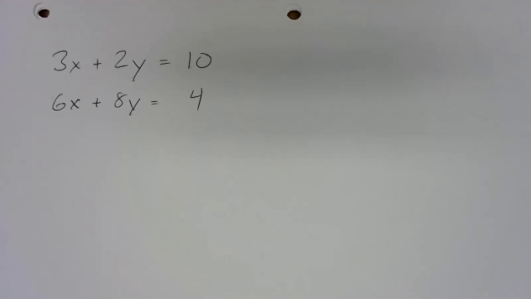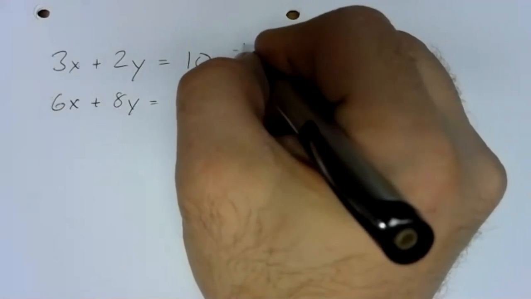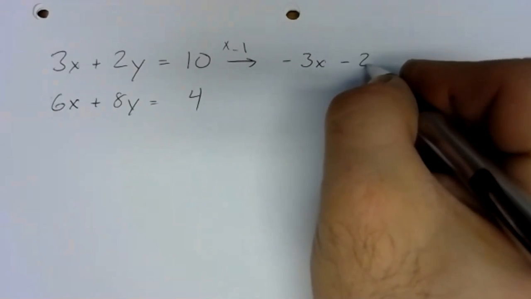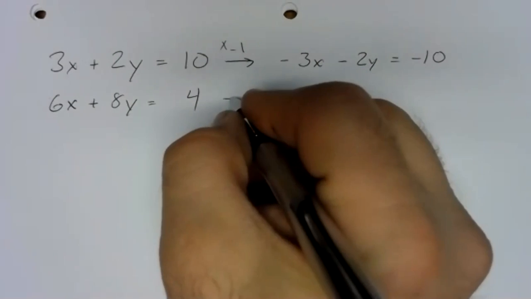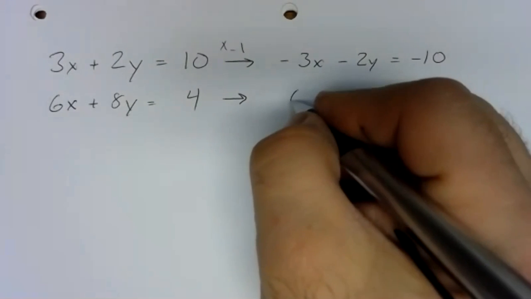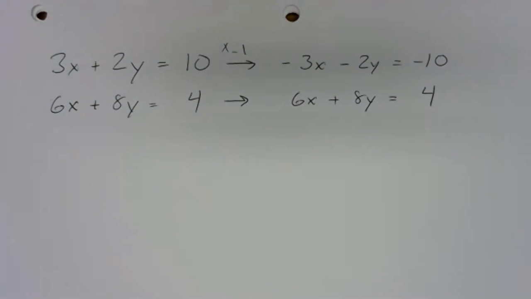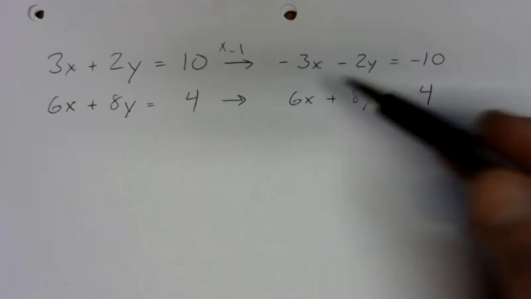Now, there is no built-in sign difference on these, so I'm going to have to make one. I'm going to flip the signs on one of these two equations, and just for fun, I'm going to flip the signs on the first one. So I'll multiply by -1 there. That'll make it -3x minus 2y equals -10. Same equation, just all the signs are flipped. I'm going to leave the bottom equation alone, so I've got 6x plus 8y equals 4. So we've got a sign difference now, in both of our unknowns.